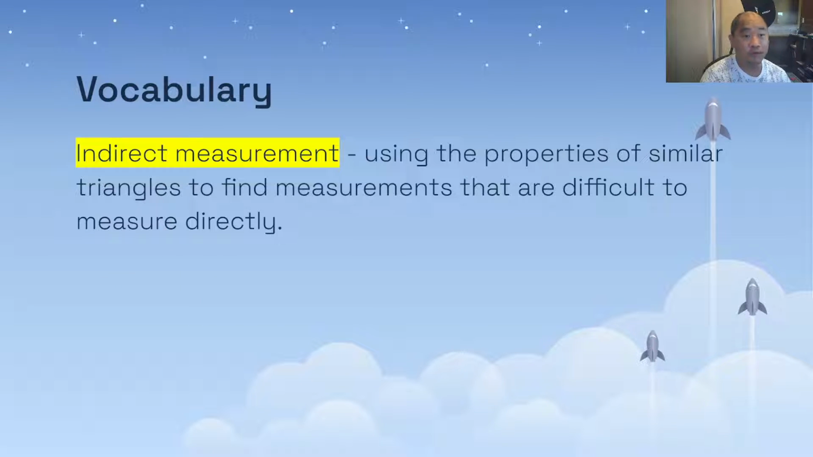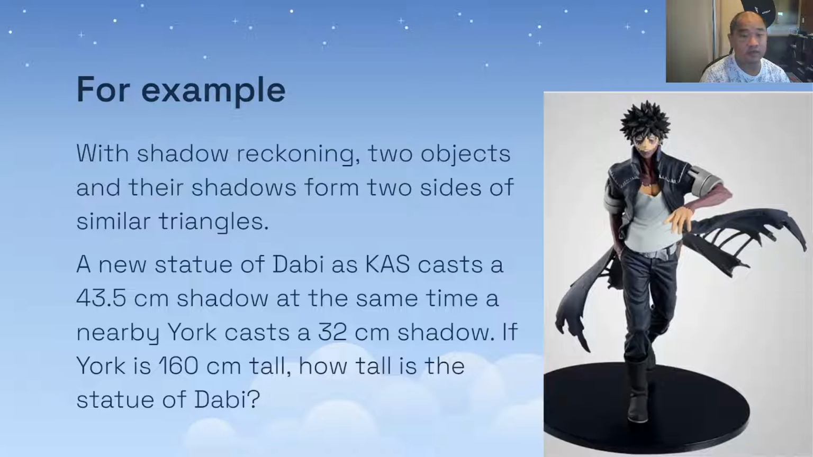you can't always measure things in real life because sometimes things are just too large to measure, so you have to use indirect measurements. One of the ways to do that is with this thing called shadow reckoning, where you look at the shadows of different objects to be able to make triangles out of it in real life.